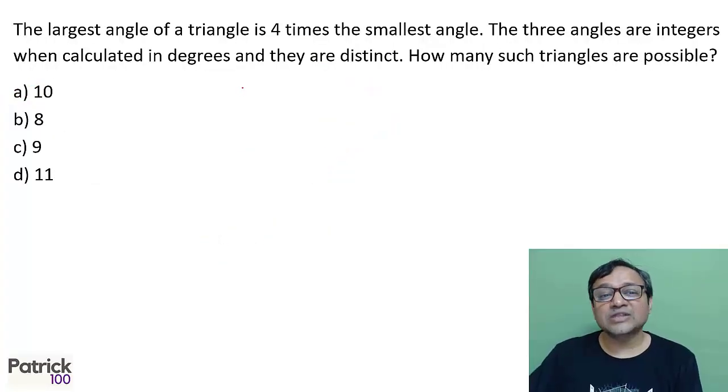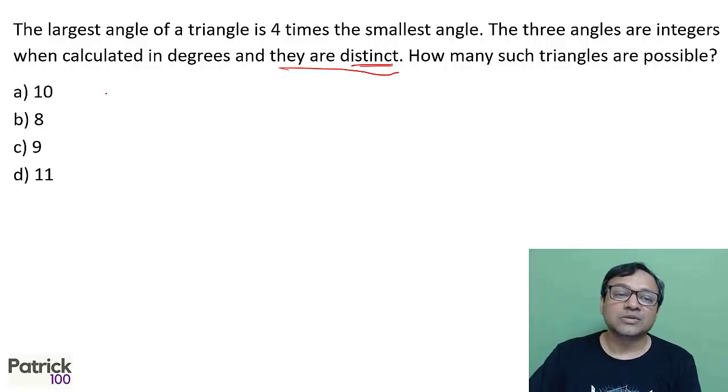The largest angle of a triangle is 4 times the smallest angle. And the 3 angles are integers, calculated in degrees, and they are distinct. So distinct is important. How many such triangles are possible? So try to think about the triangle. If I take, just a random number, 10, 40, the third angle will be 130, I believe. But that is not the smallest and largest. This has to be the smallest and largest.